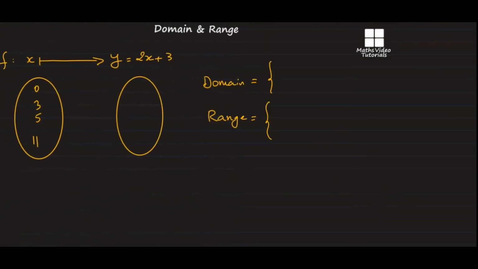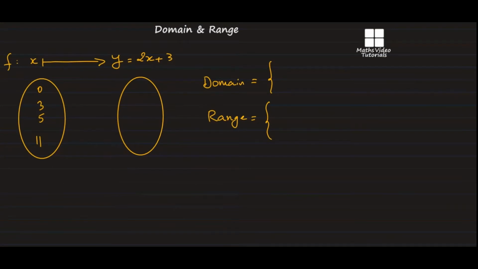In this tutorial, we're going to have a look at the definition of domain and range. What is a domain and what is a range? Now we're going to start by mapping this function. x maps into y equals 2x plus 3. We're going to use the mapping diagram. We have some values 0, 3, 5, 11. Each value from the input will map into a specific value using this expression.